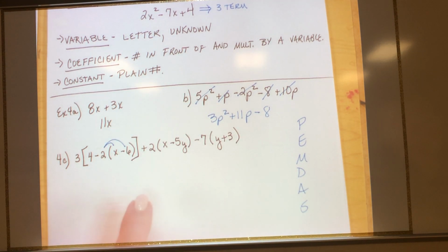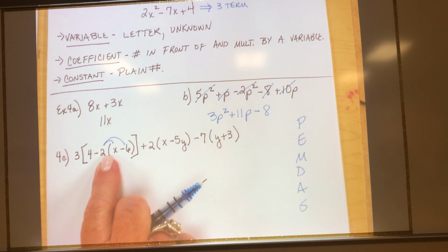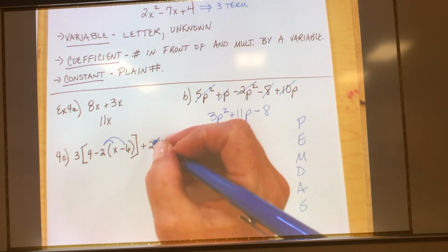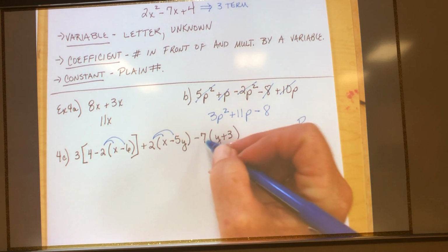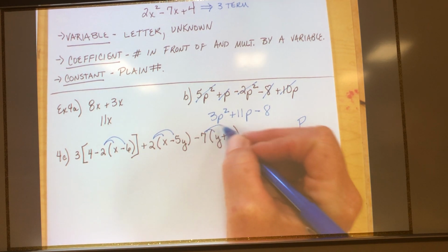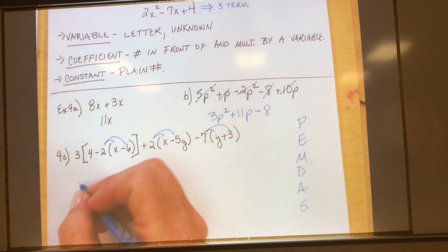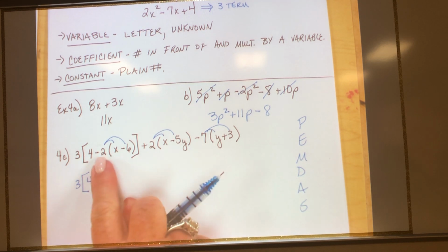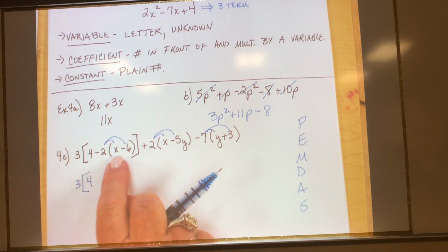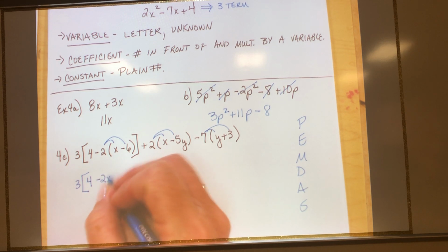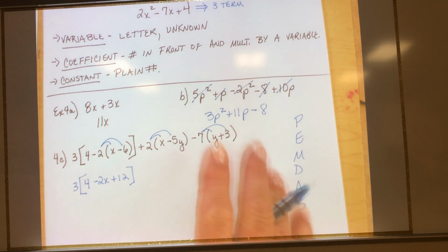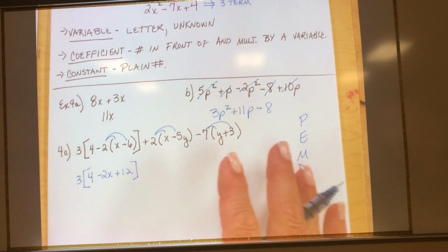So this is what I do to keep from making that mistake. Now, am I going to count your problem wrong if you don't do that? No. I'm just telling you this is a good thing to do to keep you from making a mistake. And then I'm going to distribute this guy, and then there's another negative. I'm going to be very careful with that guy. So I'll leave the 3, open the brackets, and there's my 4. I'm distributing a negative 2 throughout the parentheses. What's negative 2 times x? Negative 2x. What's negative 2 times negative 6? Positive 12. Perfect. Close those brackets. I got rid of the parentheses, but I still got the brackets.